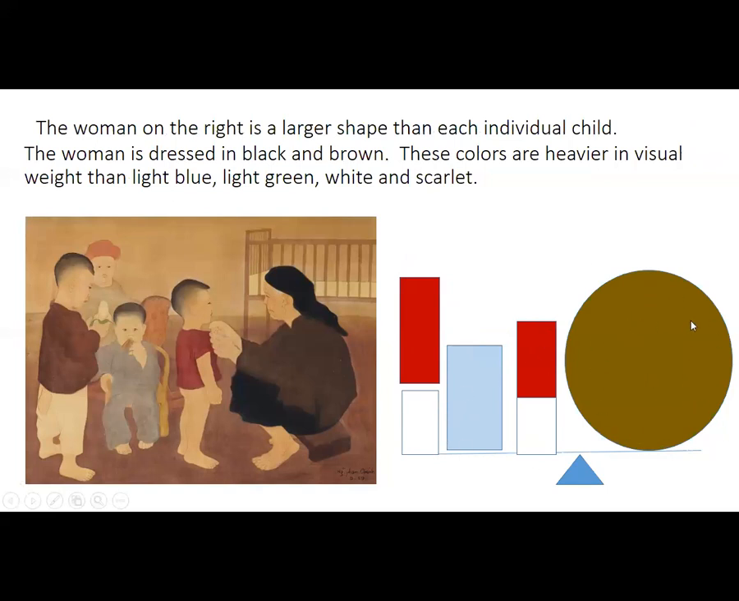So not only are these shapes lighter, so that means we have to have more of them, they're also smaller, so that means we have to have more of them to counterbalance this heavy shape on this other side. Now, for example, if this woman was tiny and smaller, and we had this many kids on this side, then suddenly she would be up in the air. And so maybe we would need less kids on this other side to balance her out.